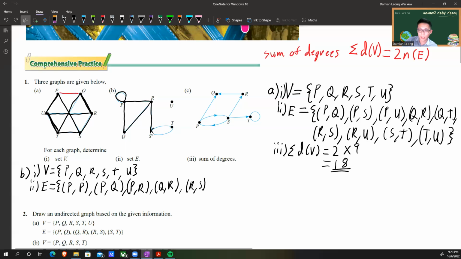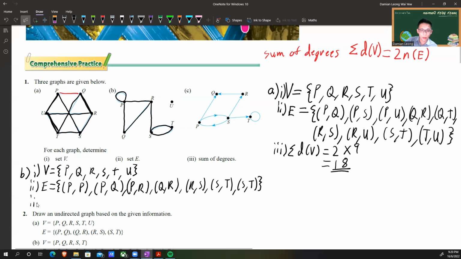From S, you can see there are 2 edges that connect to T. So ST, I need to write it twice, because if I write it once, it only represents 1 edge, but there are 2 edges that connect between S and T. I need to write once for each of them. So I write it twice. Okay, ST, ST. And there's nothing to U, so I don't need to write anything.